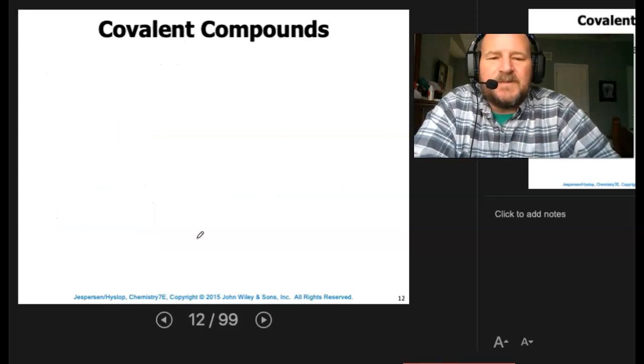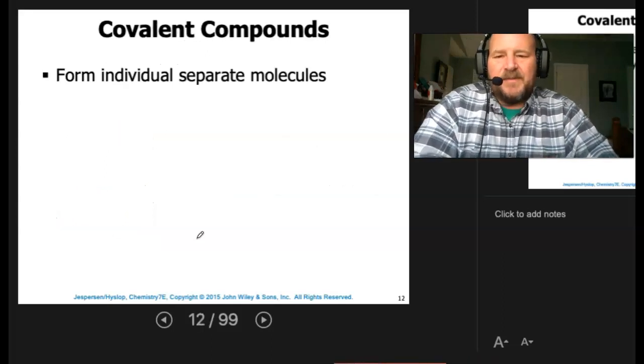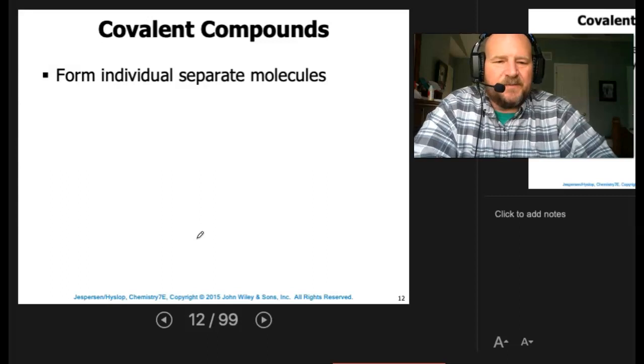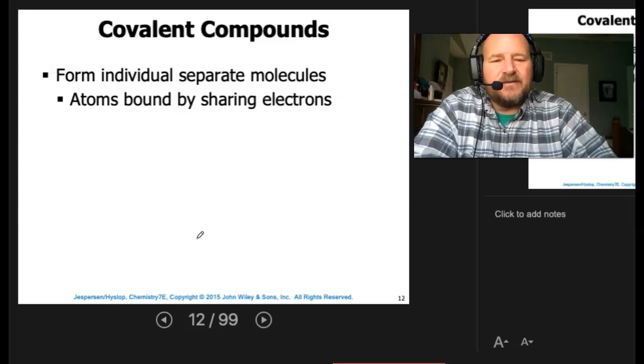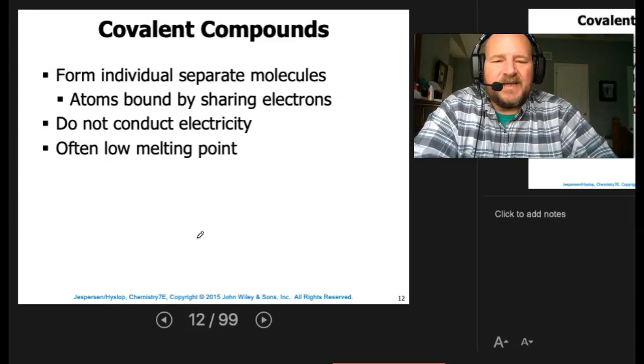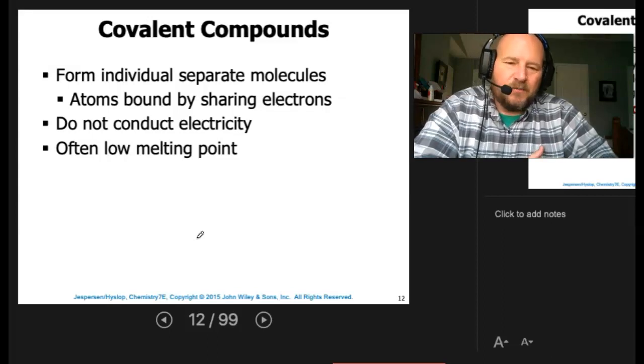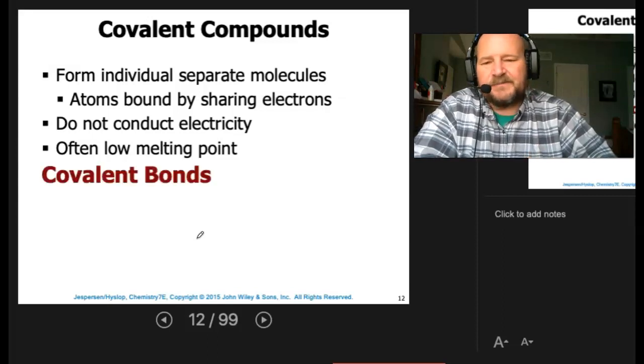Now for covalent compounds, they'll form individual separate molecules. The atoms are going to be bound by sharing. So they do not conduct electricity. They typically have low melting points, and melting point is usually an indicator of bond strength. So ionic bonds typically are stronger than covalent bonds.